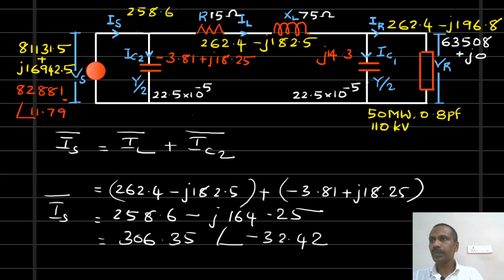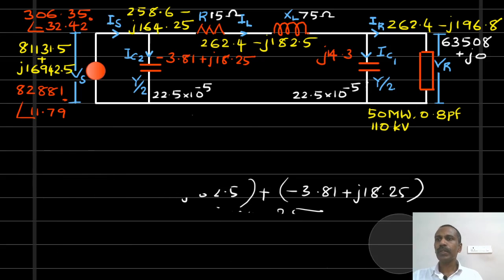So source current equals 258.6 minus J 164.25. In the polar form, this is equal to 306.35 angle minus 32.42 degrees. Now we got the source current.